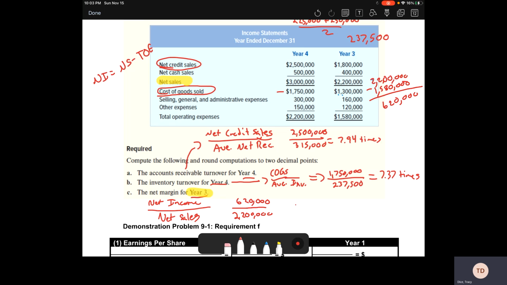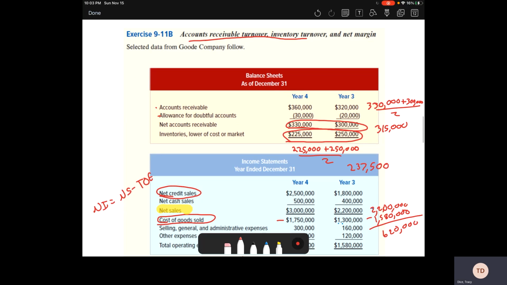And then divide that by 2.2 million. Multiply it by 100 to get your percent, and you should end up with 28.18% when you round it to 2 decimals. And that's problem 911.